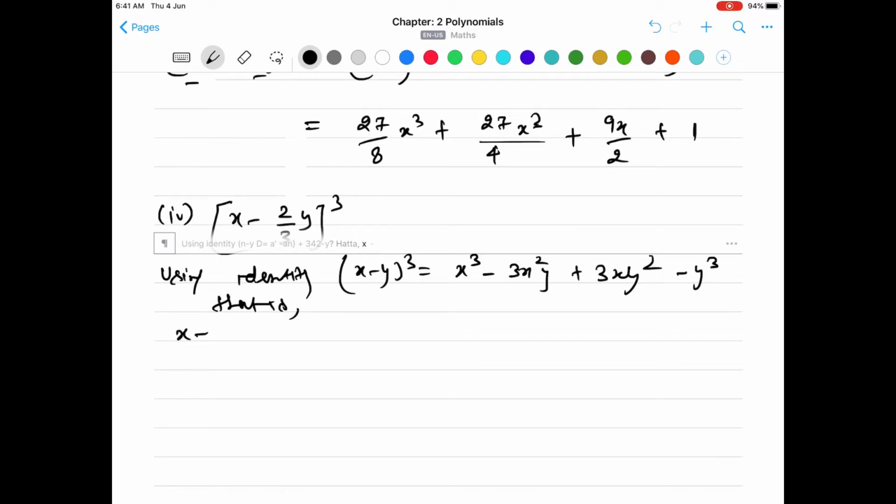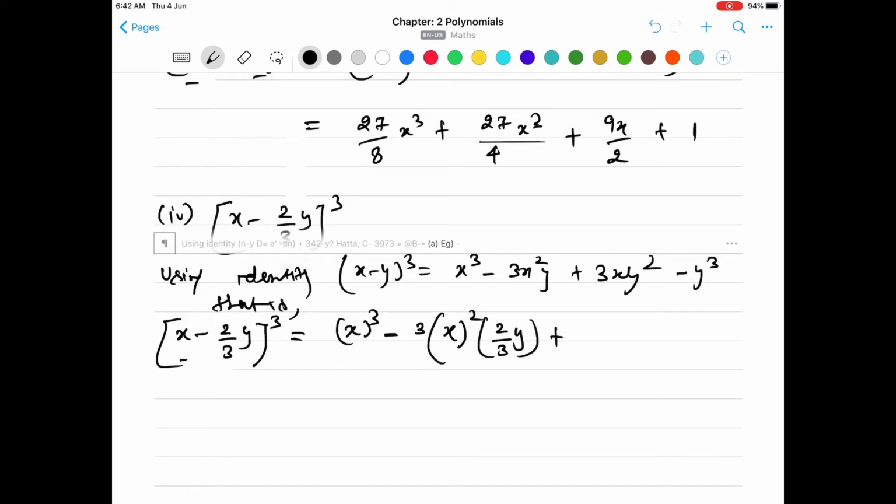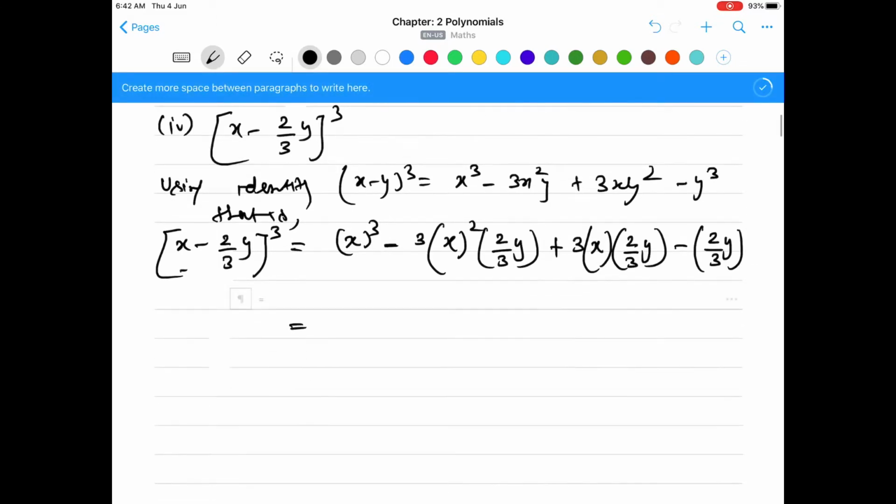So write that: we have x minus 2 by 3 y whole cube equals to, first we have x cube, x is here x and y is 2 by 3 y. So x cube means x whole cube, then we have minus 3 x square, x is again x, y is 2 by 3 y. Then we have plus 3 x, x is x and y is 2 by 3 y. Then we have minus y cube, y is 2 by 3 y. Now solve it.